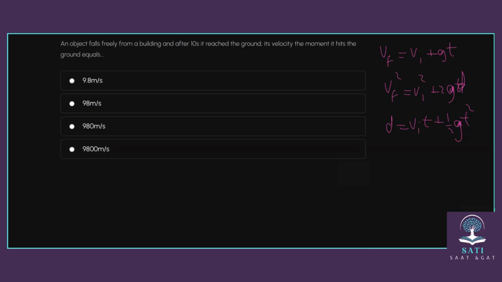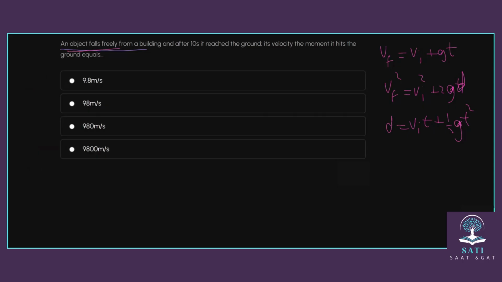So here now, an object falls freely. What we need to know is that when an object falls freely, the initial velocity is always 0, always. And gravity is positive because it's going down in the direction of the gravity. So that means it's 9.8 positive. And what is given in this question? Let's analyze this question to know how we can solve it.